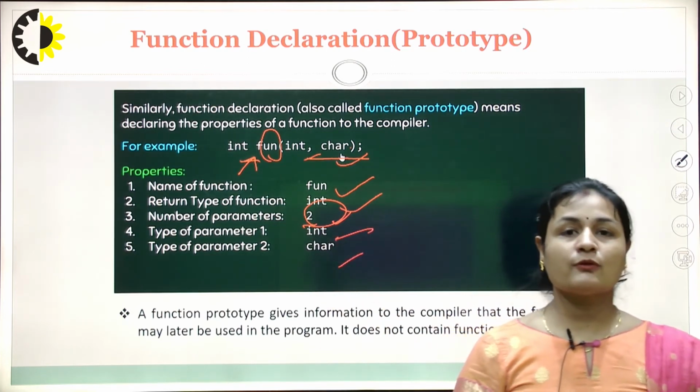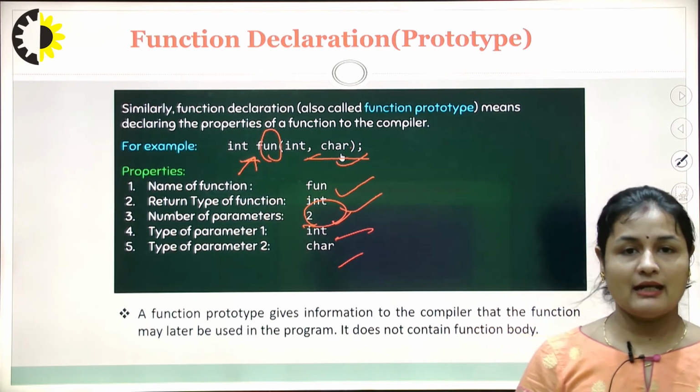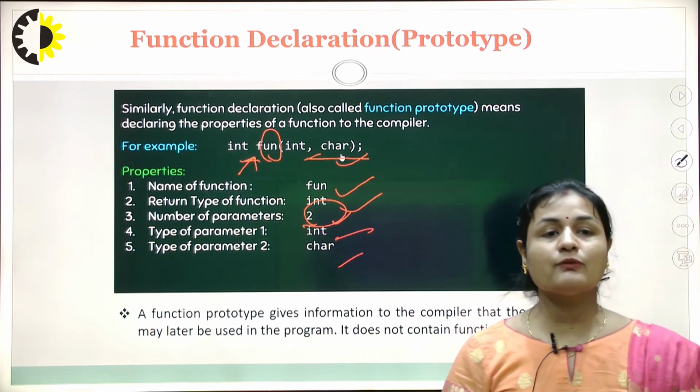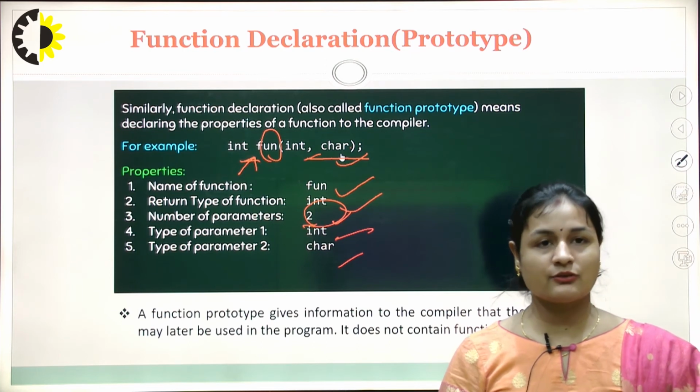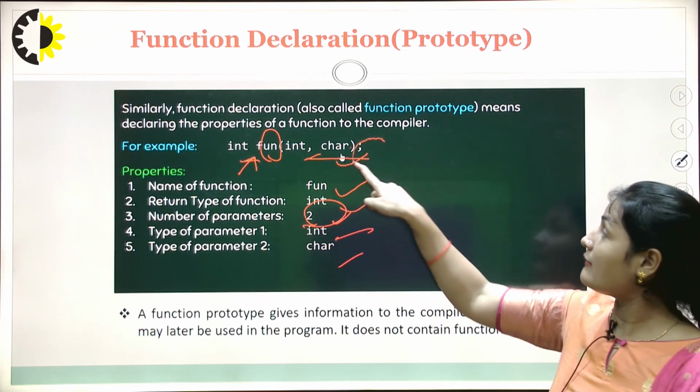A function prototype gives information to the compiler that the function may later be used in the program. It does not contain the function body, so it ends with a semicolon.